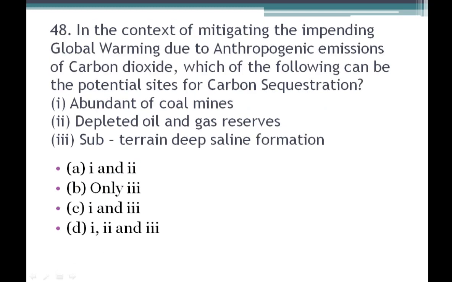Question number 48. In the context of mitigating the impending global warming due to anthropogenic emissions of carbon dioxide, which of the following can be the potential sites for carbon sequestration? Number 1. Abandoned coal mines. Number 2. Depleted oil and gas reserves. Or number 3. Subterranean deep saline formation. The correct answer is option D, that is 1, 2 and 3.